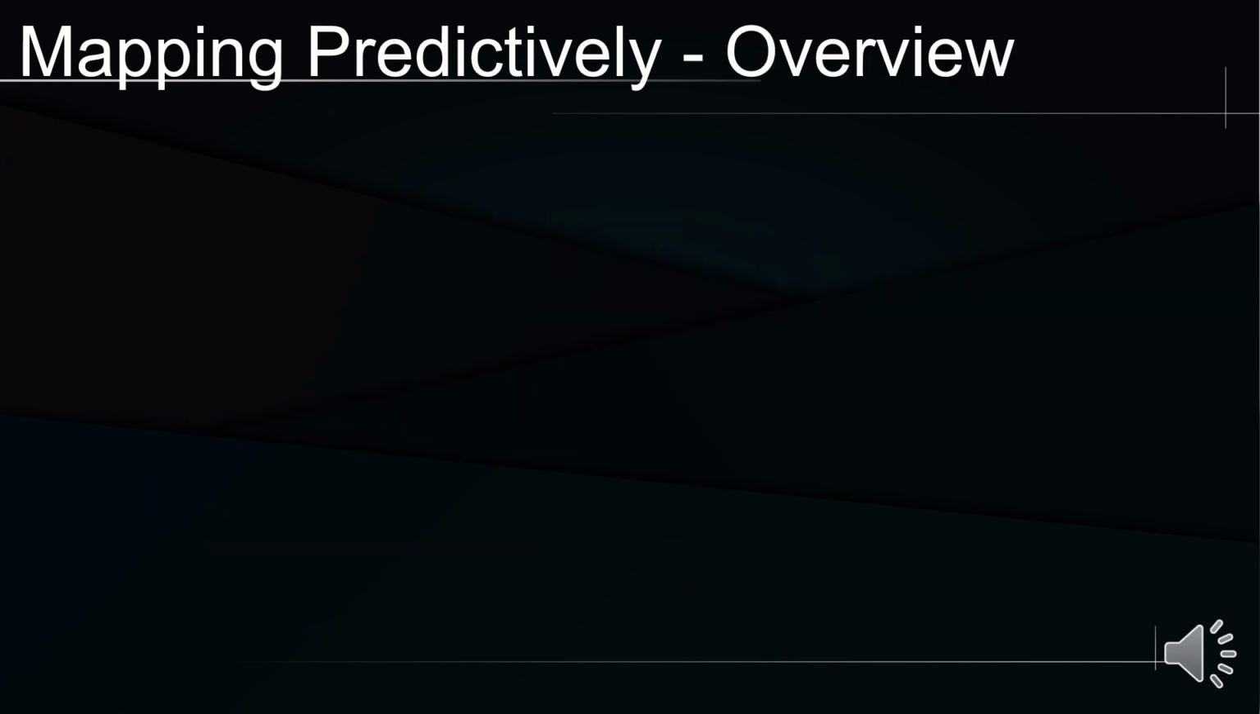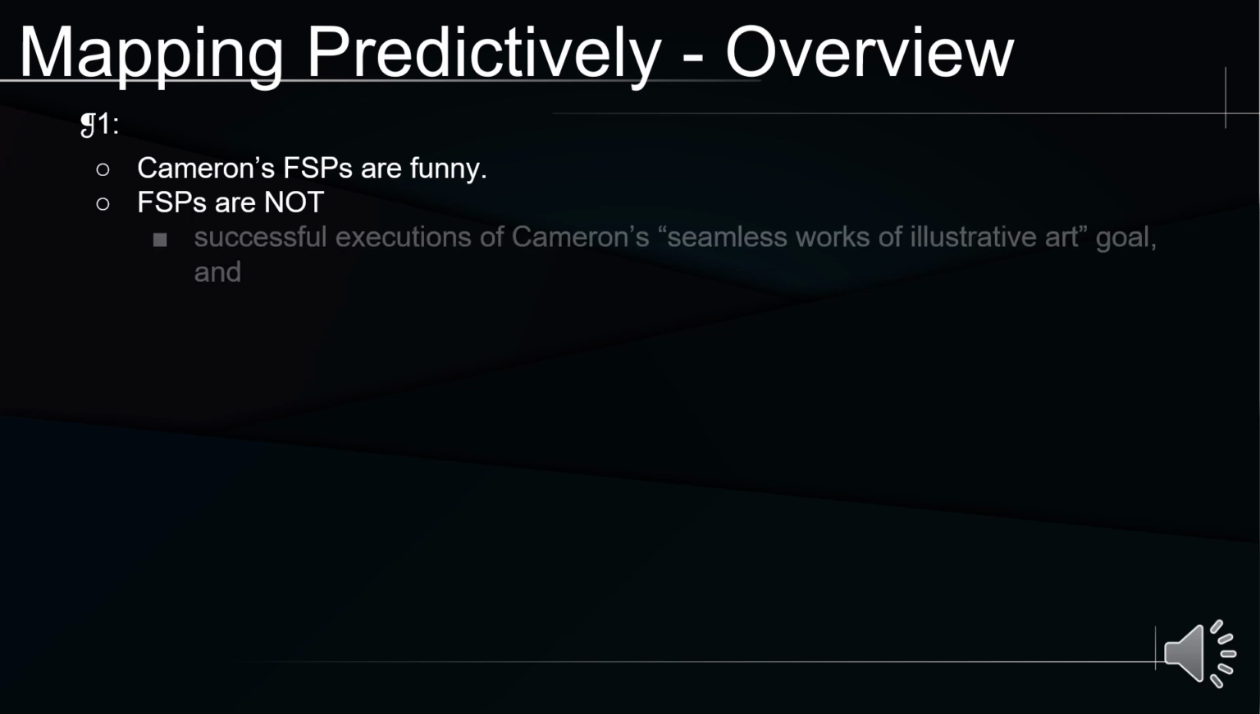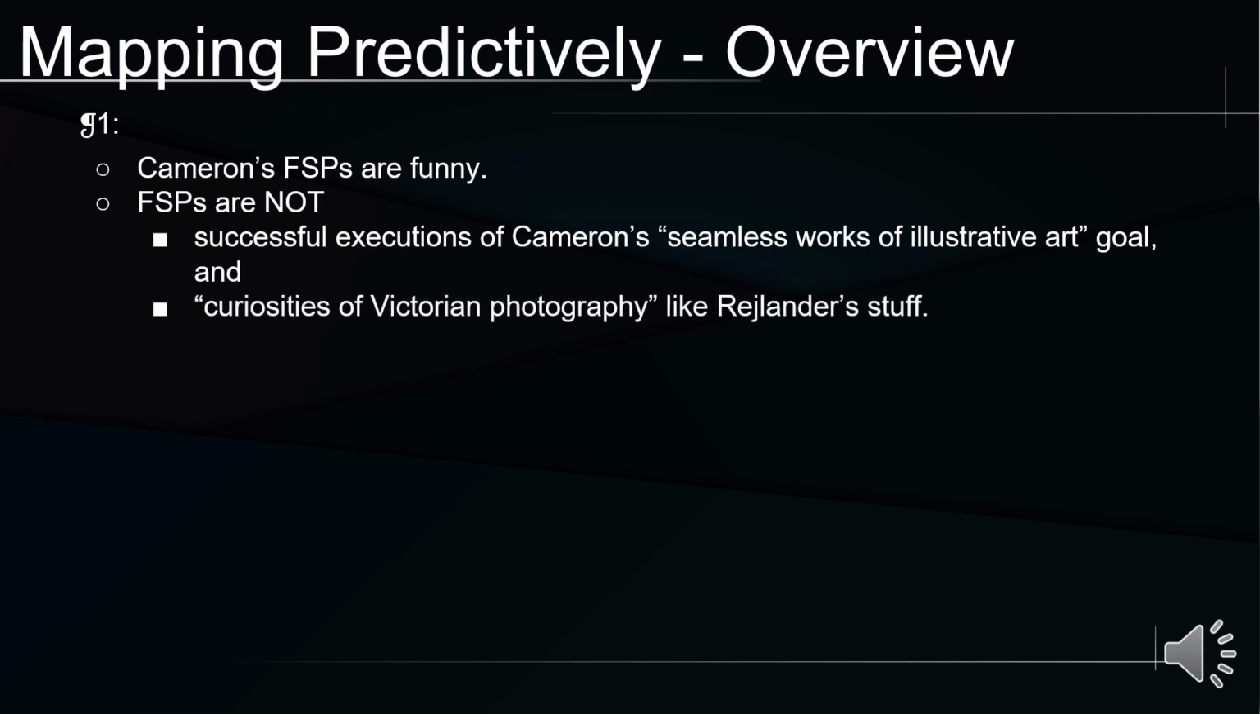Now, as I've been taking to doing recently, I'll just do an overview of my entire map so you get it all on one slide here. Paragraph 1 starts off with the idea that Cameron's FSPs are unintentionally funny. And it ends with the idea that FSPs are not successful executions of Cameron's seamless works of illustrative art goal, and they are not curiosities of Victorian photography like Rhinelander's stuff was.